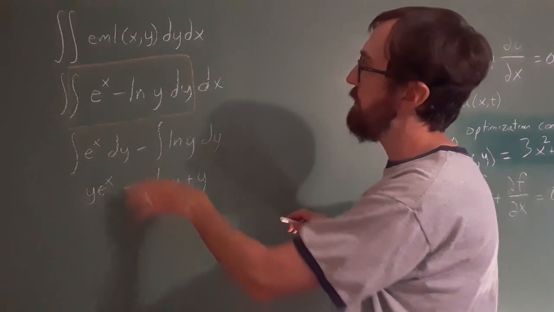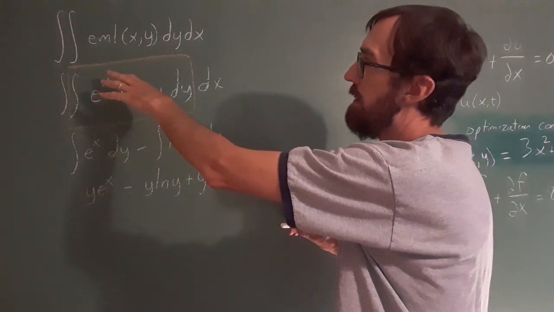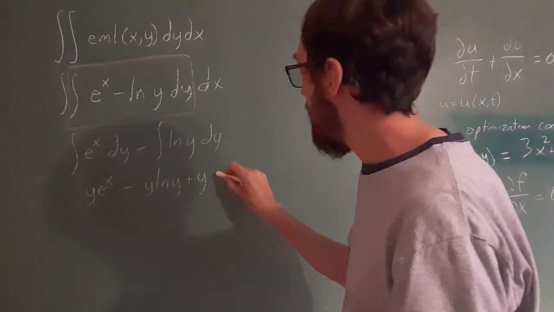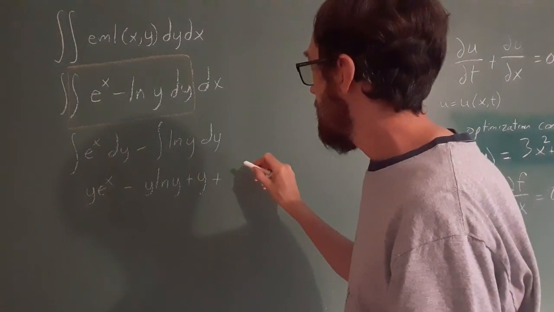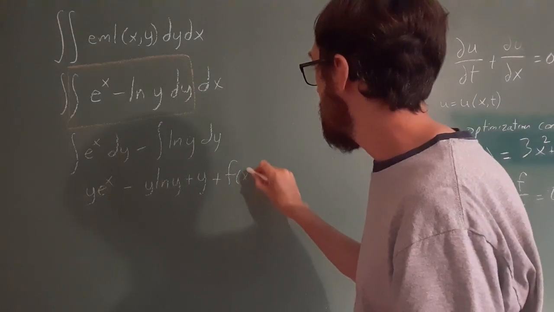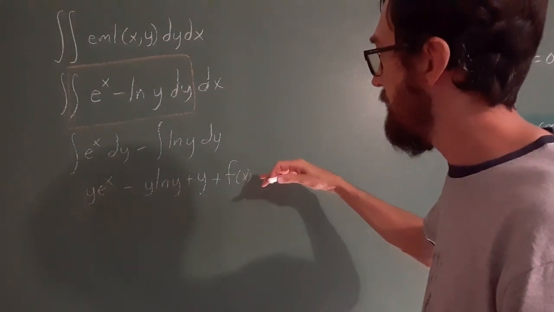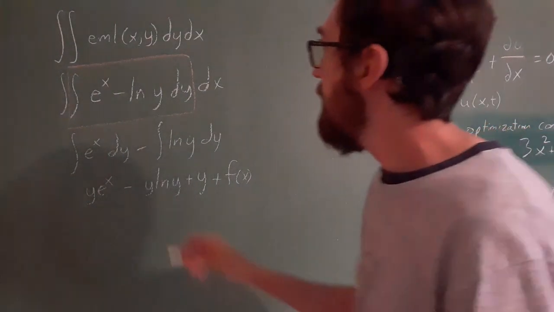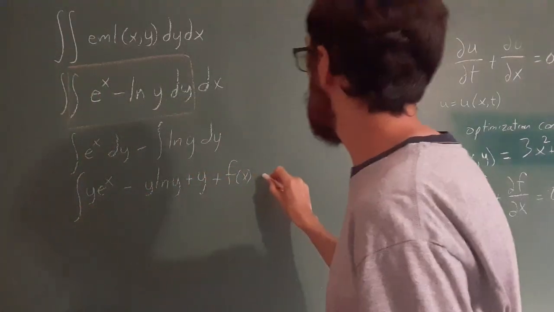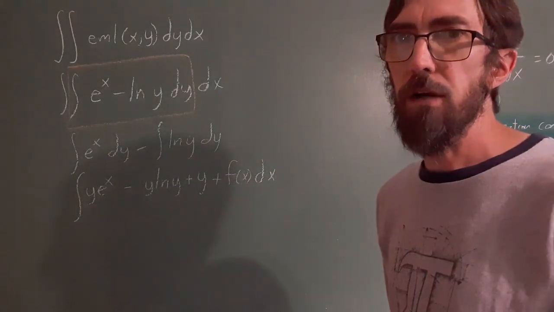And since we are doing a double integration without having an area declared, this is indefinite, we need to have a function of integration here instead of a constant of integration. And then this was the inner part, so we now have to integrate with respect to x to finish this out.